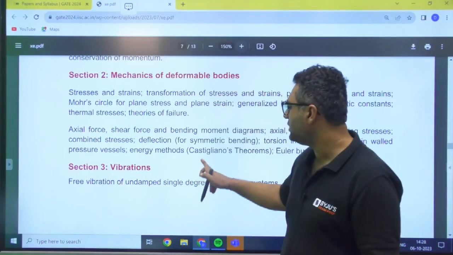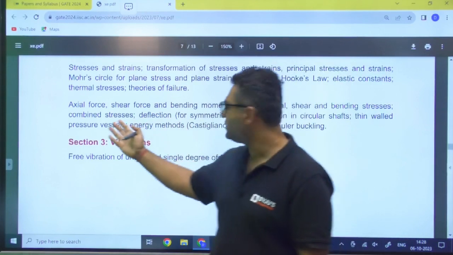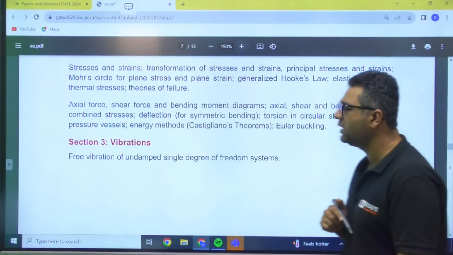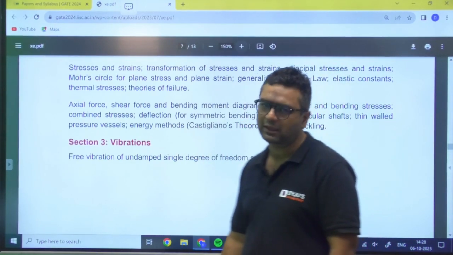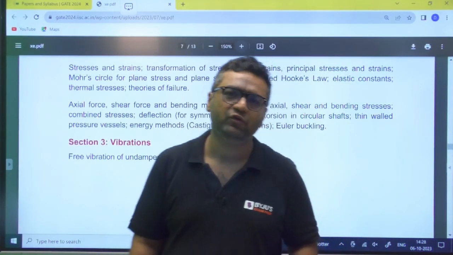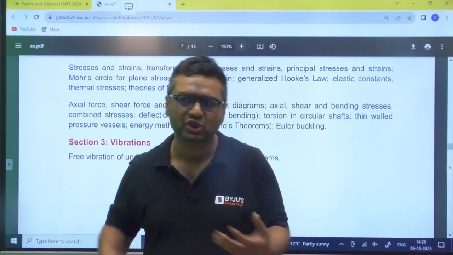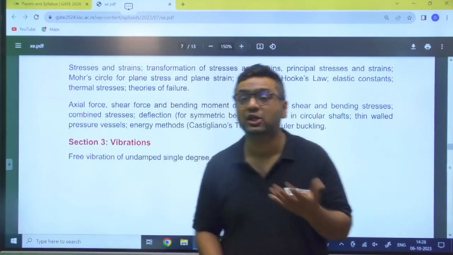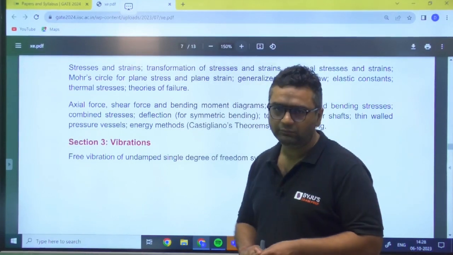Then axial force, shear force and bending moment diagrams, axial, shear and bending stresses, combined stresses, deflection for symmetrical bending, torsion for circular shafts, thin-walled pressure vessels, energy methods, Castigliano's theorem and Euler's buckling. The rest is the same as your mechanical and civil engineering syllabus. Even one or two things are fewer, like shear center is not mentioned, and they have not mentioned testing of properties. Okay. Then my dear, the third part is vibrations.